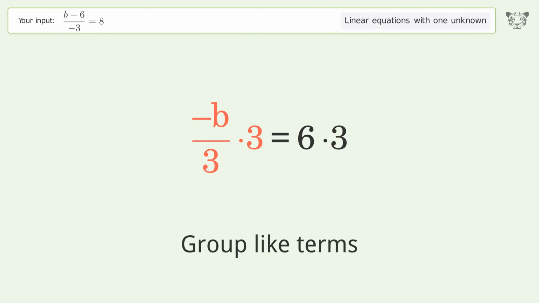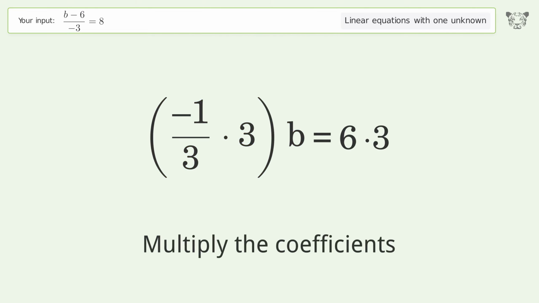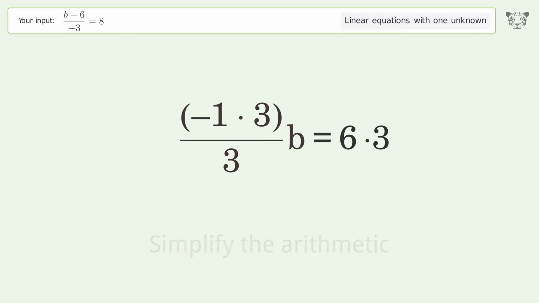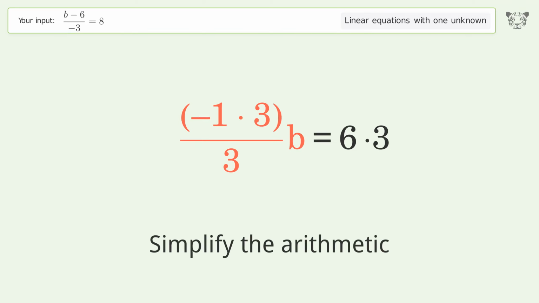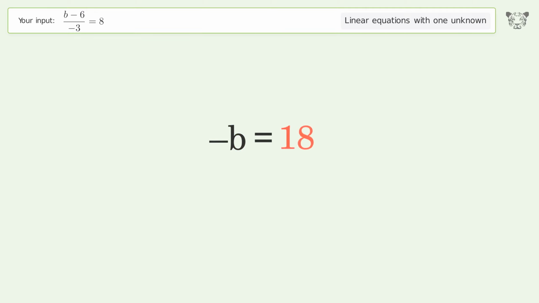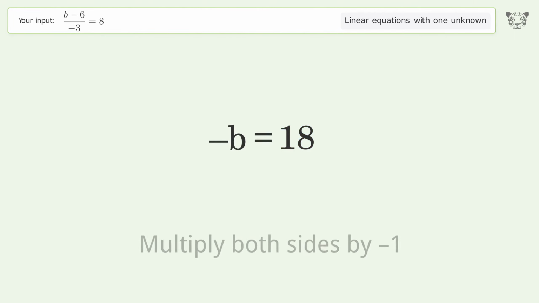Group like terms. Multiply the coefficients. Simplify the arithmetic. Convert the b into a positive number. Multiply both sides by -1.